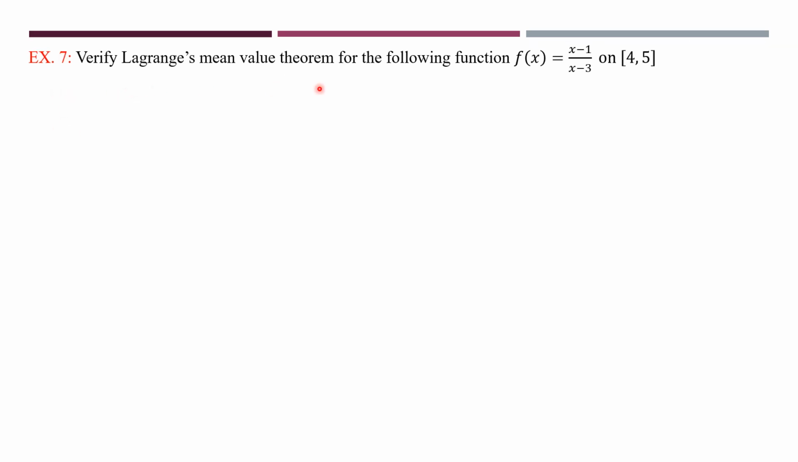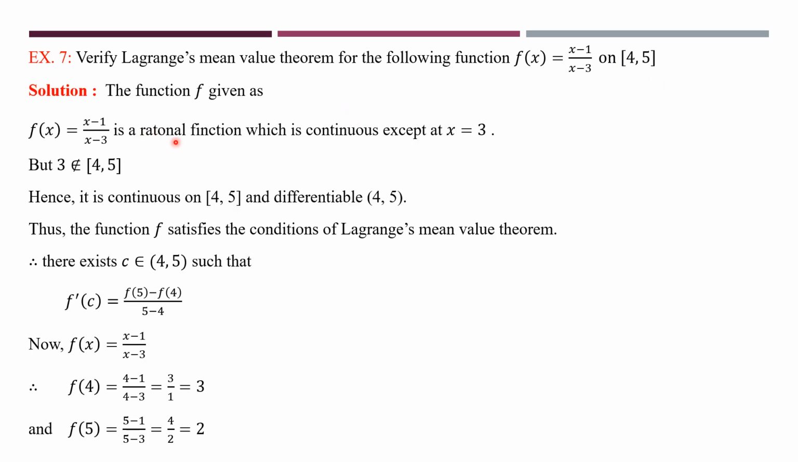Example number 7. Verify Lagrange's mean value theorem for the function f of x equal to x minus 1 divided by x minus 3 on closed interval 4, 5. Solution. The function f is a rational function. Suppose x equal to 3, then 3 minus 3 is 0, then the function does not exist. That is, the function is continuous except at the point x equal to 3. But 3 does not belong to the closed interval 4, 5. Hence, it is continuous on the closed interval and differentiable on the open interval. Therefore, f satisfies Lagrange's mean value theorem.